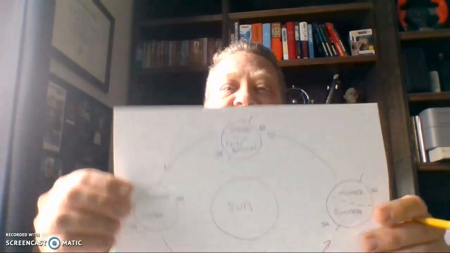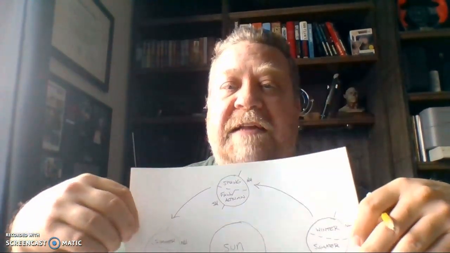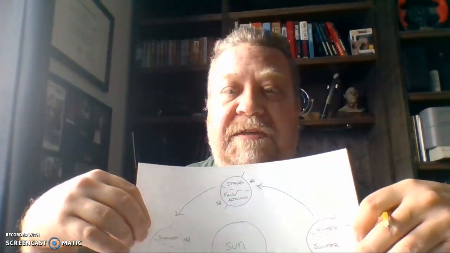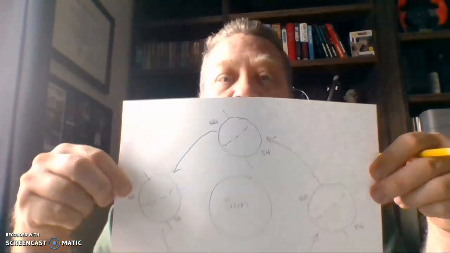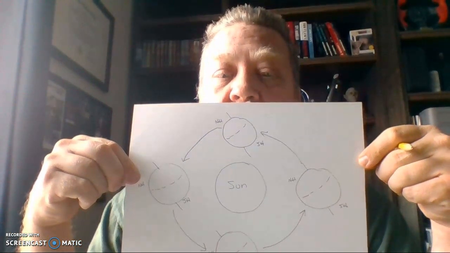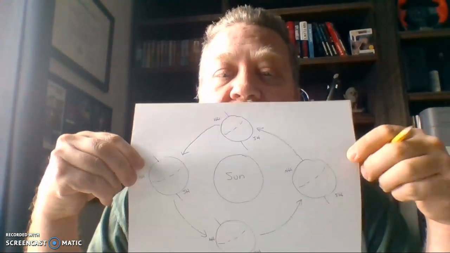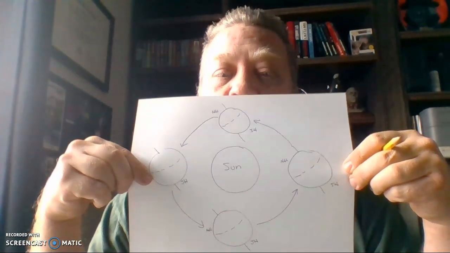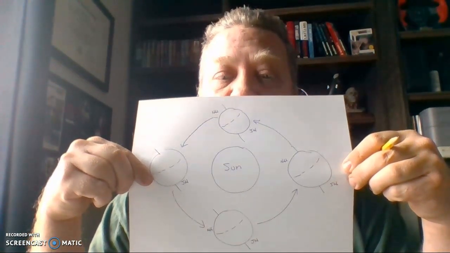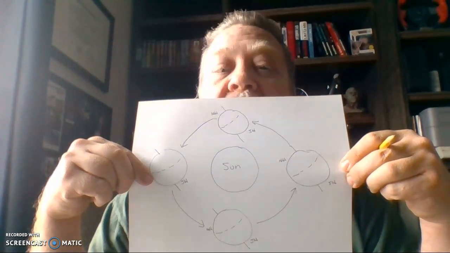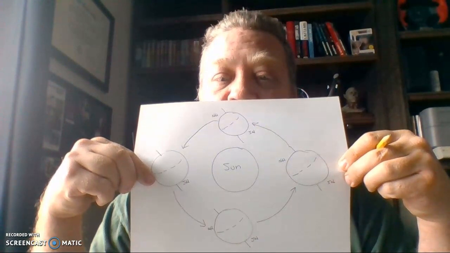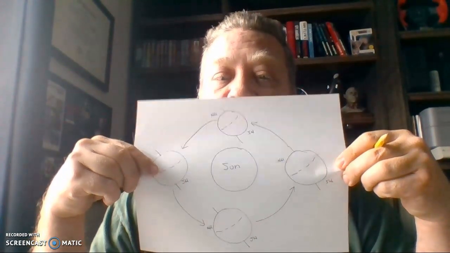If the northern hemisphere is pointing towards the sun, that's your summer. If the southern hemisphere is pointed towards the sun, that's your summer. So if I take a look at this particular one, which one, north or southern hemisphere, is pointed towards the sun? That's right, the southern hemisphere is pointed towards the sun.